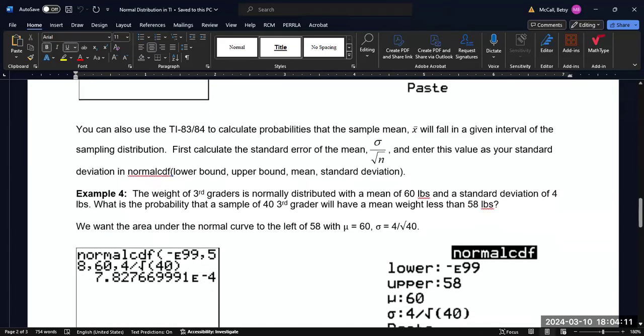Now, we can also use this to calculate things like confidence intervals, although there is a function in the calculator to calculate confidence intervals, so you don't need to do this. But we're going to go through an example of calculating the probabilities for various values of a sample. So in this example, we're going to calculate the standard deviation of the sampling distribution. And for problems involving means, that's going to be the standard deviation over the square root of n.